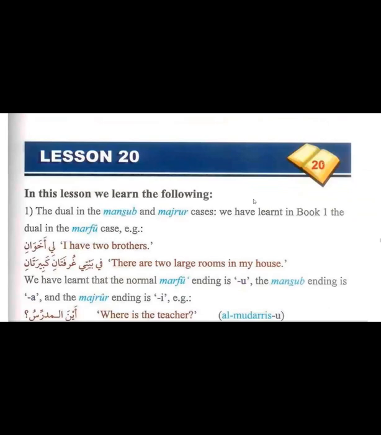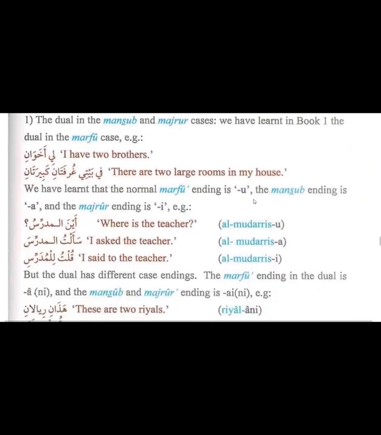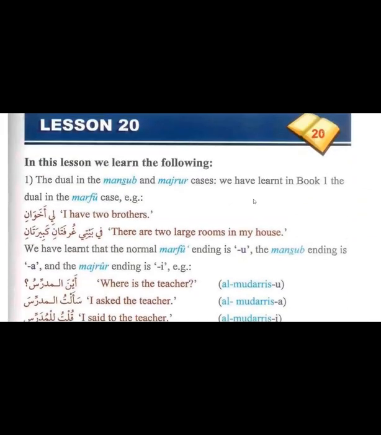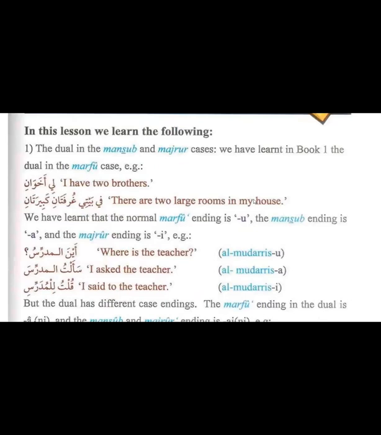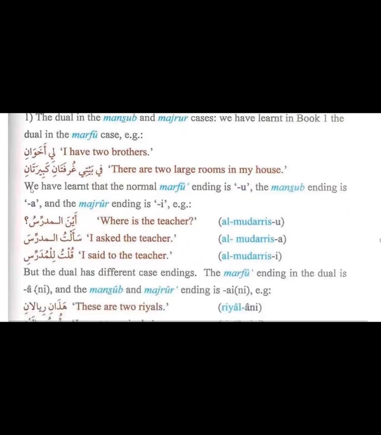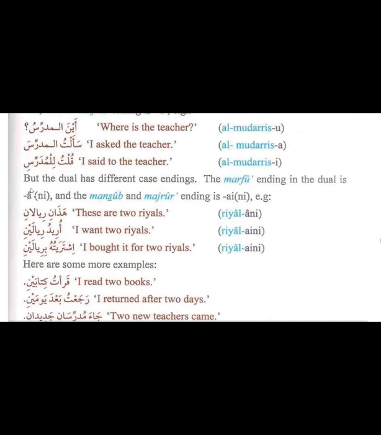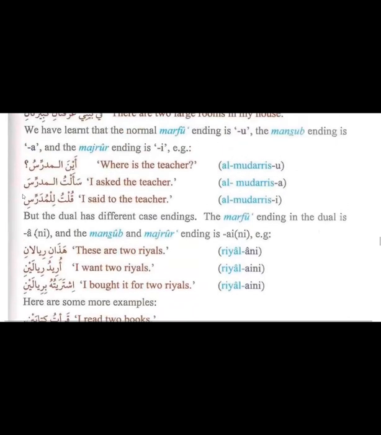Lesson number 20. The dual in the Mansub and Majrur cases. You have already learned the Marfu, Mansub and Majrur for Mufrad and for Jama, but you have not learned the Mansub and Majrur for Musanna. You have only learned the Marfu for Musanna, which is Alif Noon Kasra, where Alif is the sign of Rafa in Musanna. But in case of Musanna Mansub and Musanna Majrur, we use Ya Noon Kasra. So Rijalan is Marfu, and Rijalain is Mansub and also Majrur. The Mansub and Majrur form for Musanna is the same. This will be told to you here in detail.